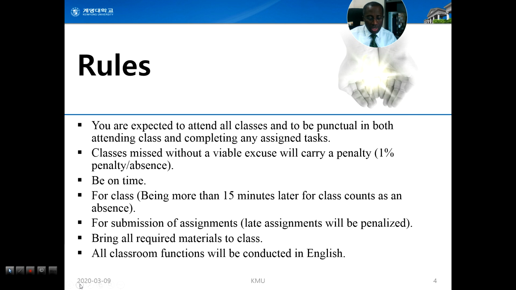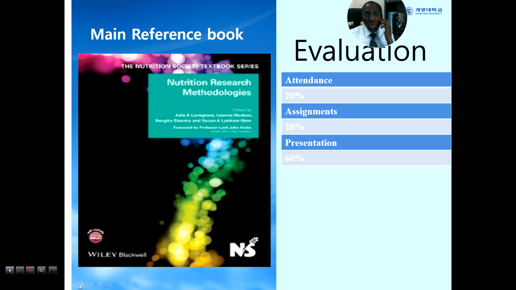All right. As you guys know, this class is in English. I sometimes like to remind people that I actually had a case a semester ago where a student told me she thought the class was in Korean. So the class will be in English for the semester. The main reference book I'm using for this class, though I use different references, is Nutrition Research Methodology. If you want to get that book, it's up to you, but it's not mandatory. I'll just take some of the examples from there.